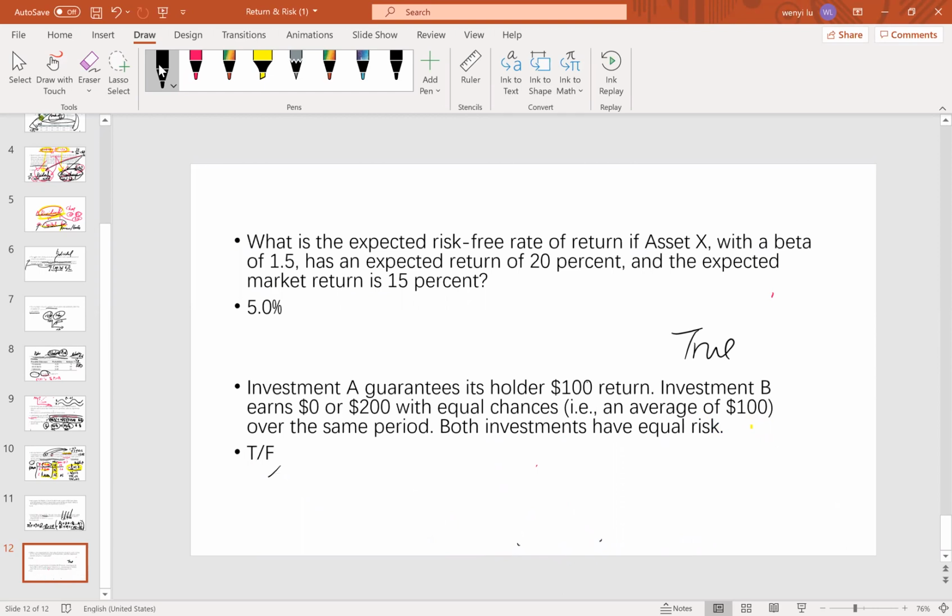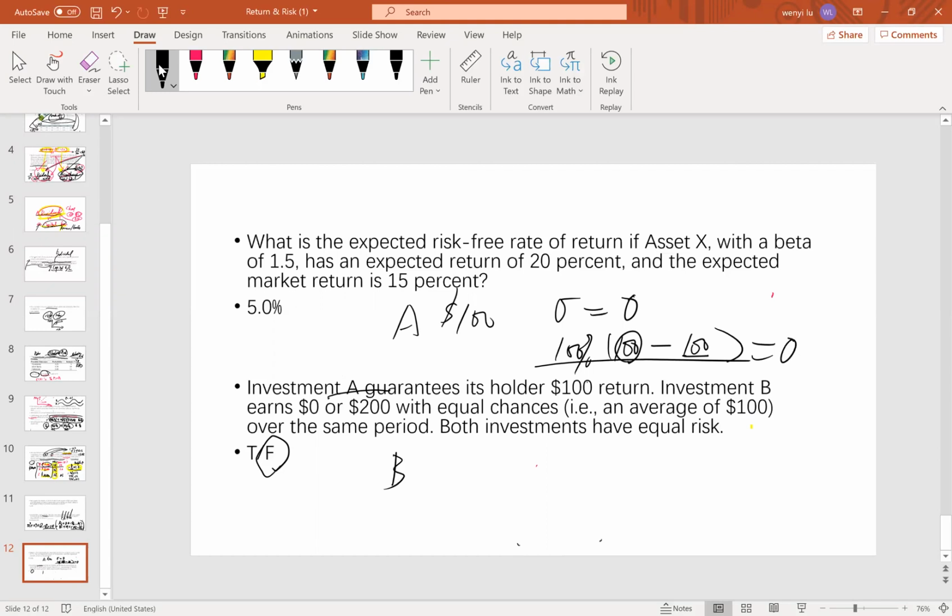But we can also solve for the risk of both investments using the formulas we have studied this semester. What is the risk for A? For A, you are 100% guaranteed a $100 return, so A has no risk. A's risk equals 0: 100 minus 100, where 100 is the expected return and also your return, with 100% chance, so this is 0. But what is B's risk? B has 0.5 chance of 0 and 0.5 chance of 200, so the expected return for B is 0.5 times 0 plus 0.5 times 200, also 100, same as A.